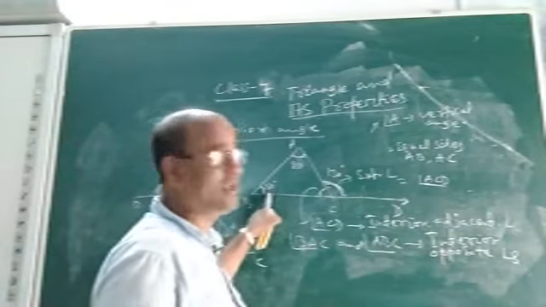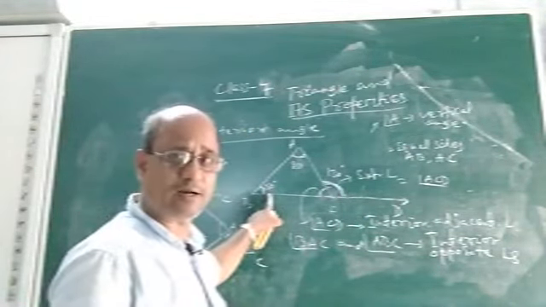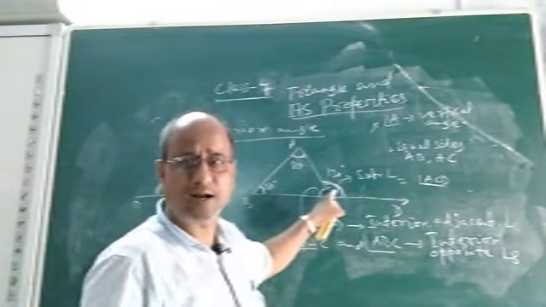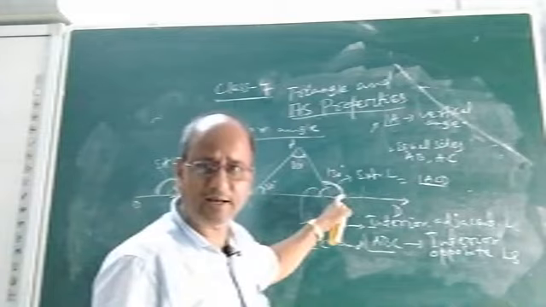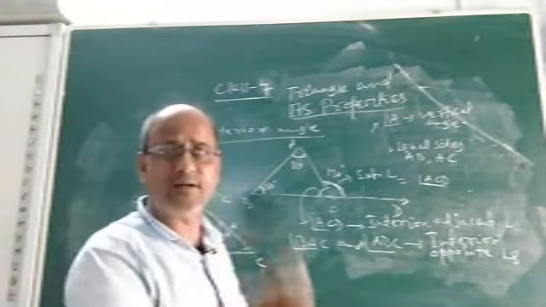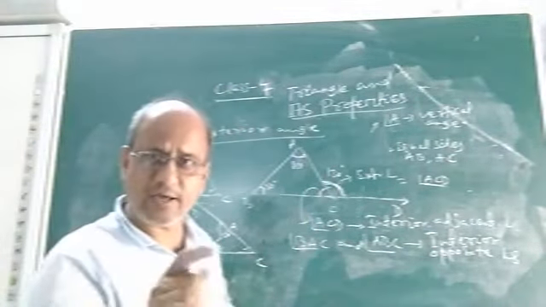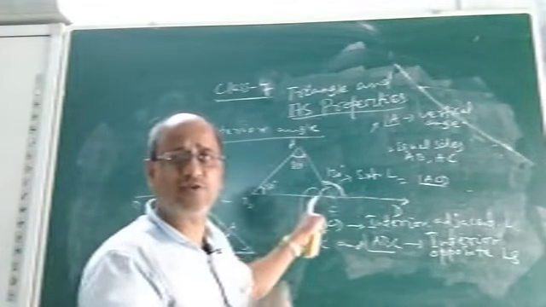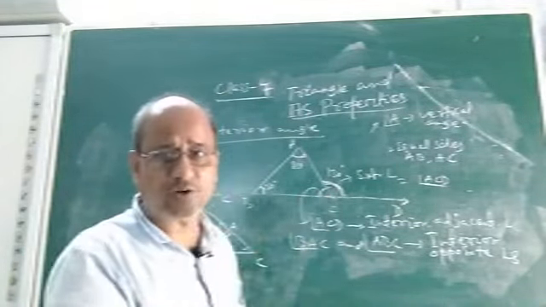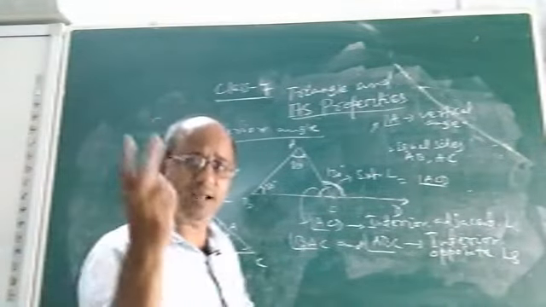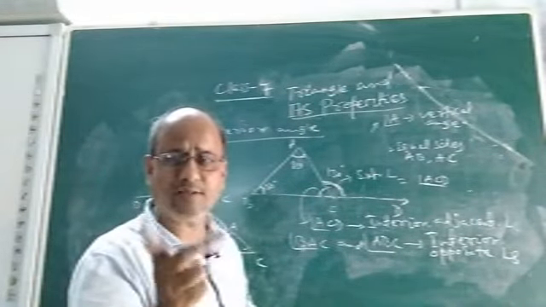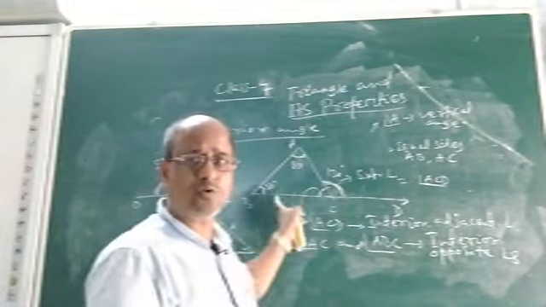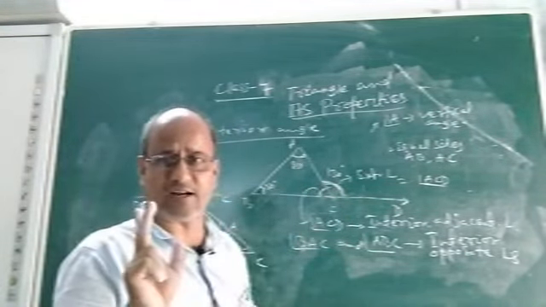Then measure these two interior opposite angles with the protractor. You will find that the sum of these two is equal to this. That means the exterior angle of a triangle is always equal to the sum of the interior opposite angles. Okay, this is the relation between an exterior angle and its two interior opposite angles. As I told you, every exterior angle has only two interior opposite angles. So the exterior angle will always be equal to the sum of the two interior opposite angles in a triangle.